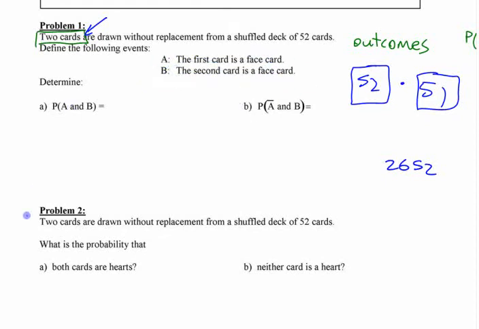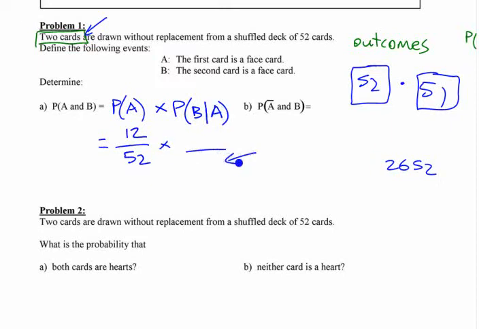If you want to know the chance of getting a face card first and a face card second, you can use the individual probabilities. Instead of writing out all the possible outcomes, there's other ways to do it. What's the chance of getting a face card first? Out of the 52 cards, how many are face cards? 12. Now, this is the chance of getting a face card second, given that you got a face card first.